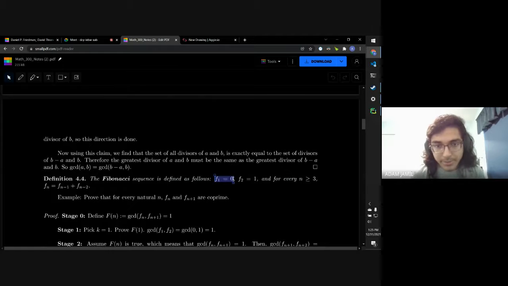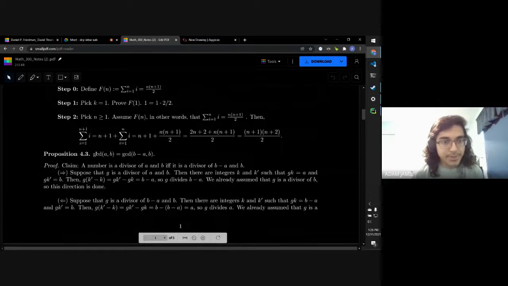So f of 1, the first number in the sequence, is 0. F2 is 1. And then afterwards, for every n greater or equal to 3, f of n is the sum of the previous two numbers in the sequence. And now we have a really nice statement. For every natural n, fn and fn plus 1 are coprime. And we are going to use this proposition here.